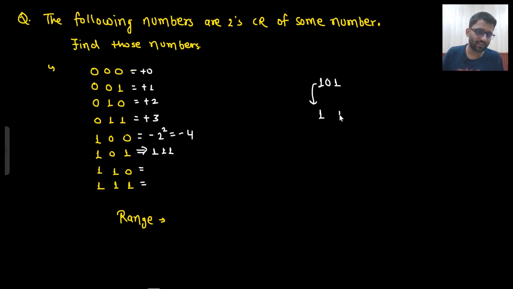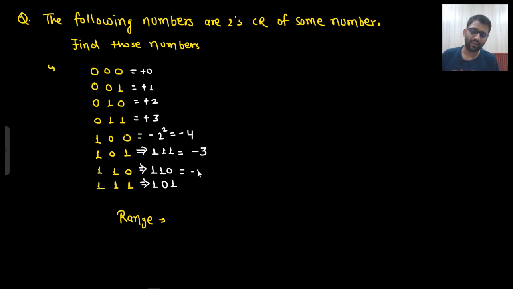So 1 as it is, this 1 will be copied. Since I got 1, I will take the complement. I will start from 1 as it is. I will start from here. I got 1 here only. Since I got 1, I will take the complement. Okay. These are the 2's complement. So basically minus sign 3, minus sign 2, and minus sign 1.